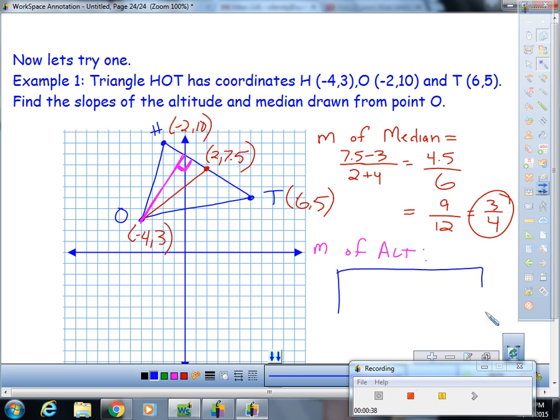So let's do just a little timeout here and do some work. Let's find the slope of HT. That's going to be 10 minus 5 over negative 2 minus 6. So that is 5 over negative 8. I believe that because the blue line certainly has a negative slope, which means the slope of the pink line must be the opposite reciprocal to that, so it is 8/5.